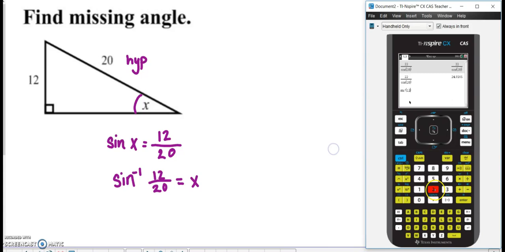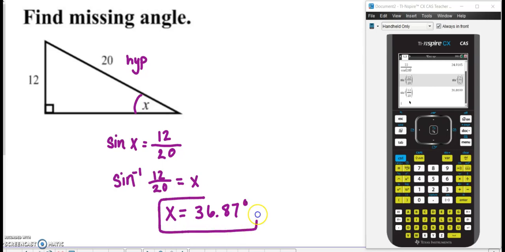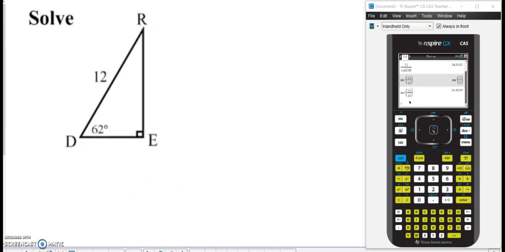of 12 divided by 20. And we'll hit enter. And I'm going to get about 36.87. So let's write that here. So x is about 36.87 degrees. So when we're finding missing angles, we need to use the inverse operation.